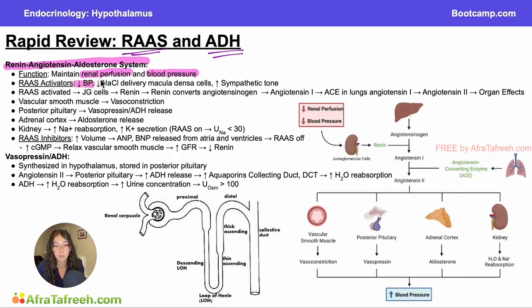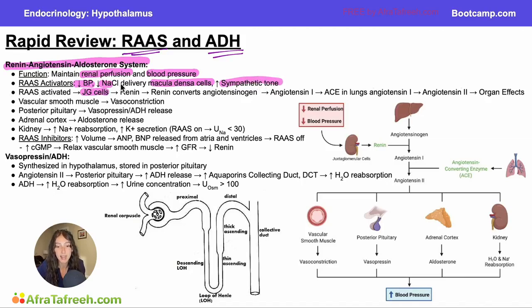When we don't have enough blood pressure, the kidneys sense this through decreased sodium delivery, primarily to our macula densa cells. Our macula densa cells are part of the juxtaglomerular apparatus, and they are sensing the amount of salt that's being delivered to them, and if it's not enough, that is going to turn on the RAAS system. Similarly, some increase in sympathetic tone can also turn on the RAAS system, so part of that fight or flight response to maintain blood pressure there.